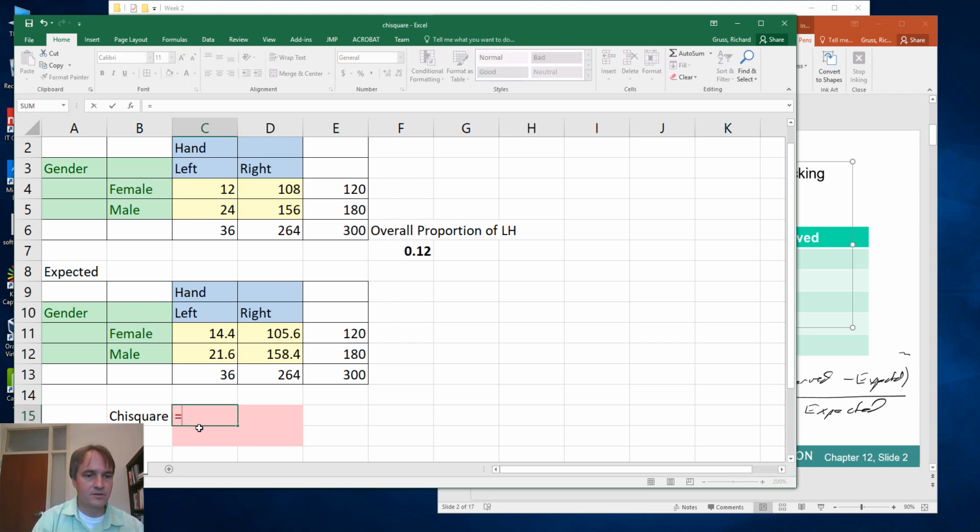All right, so in this cell, I'm going to do observed minus expected squared, and I'm going to divide that by expected. Okay, all right, so that's left-handed females. Okay, so now once again, I'm going to do observed minus expected squared divided by expected.